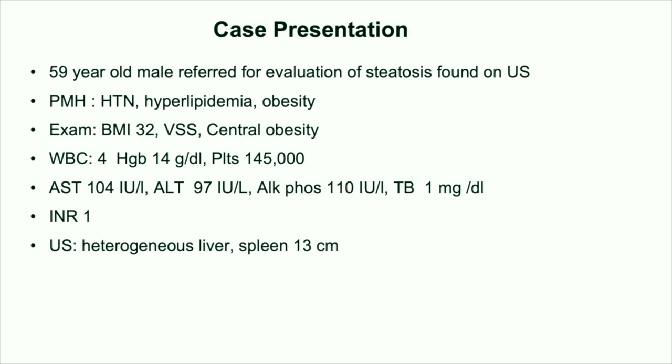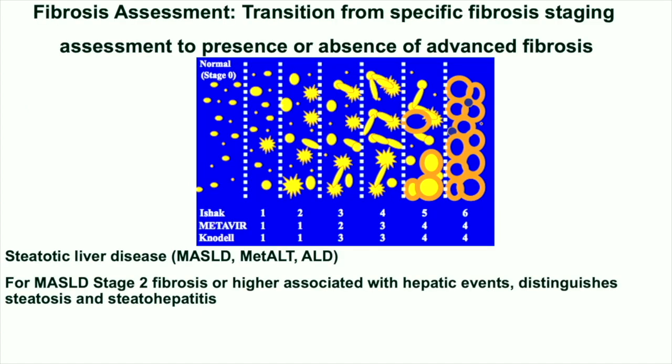When you look at his blood tests, white count 4, hemoglobin 14, platelet count a little low at 145,000. And you can see there his AST, ALT are a bit elevated. And bilirubin is normal, but still on the high side. INR is normal, and your ultrasound report shows a heterogeneous liver and a spleen of 13 centimeters. So the question is, we need to get an assessment of whether this person has significant fibrosis or not.